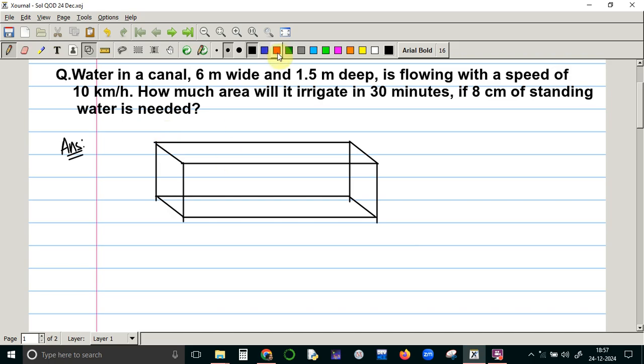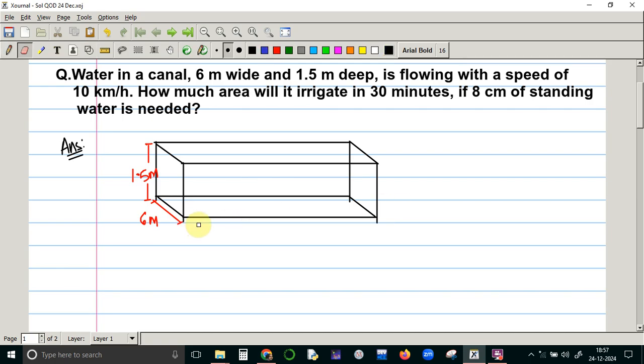Now what is given in the question is that the depth of this canal is 1.5 meter. So this is the depth, 1.5 meter deep, which we are going to consider its height, and the width of this canal is this distance. The breadth is 6 meters. Now what we don't know here is the length of this canal.